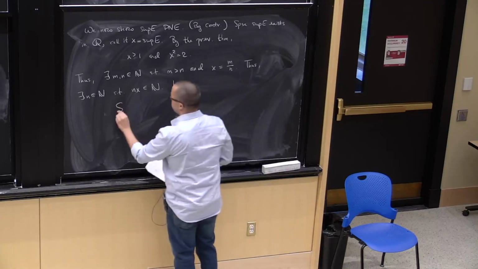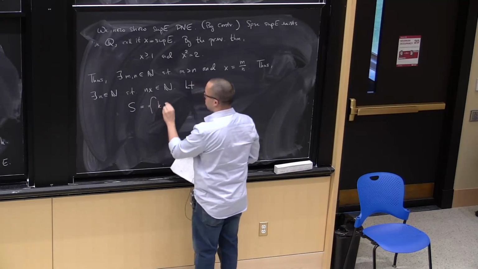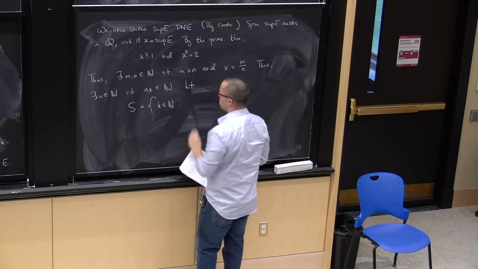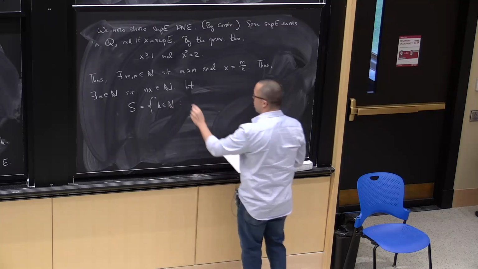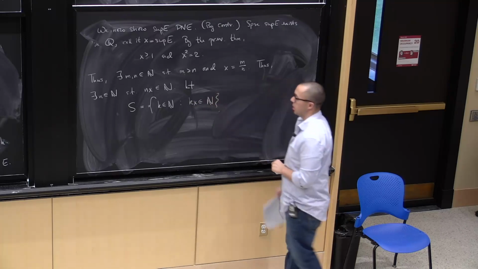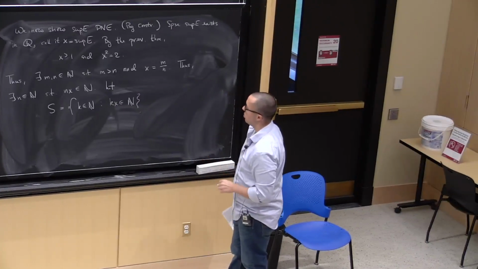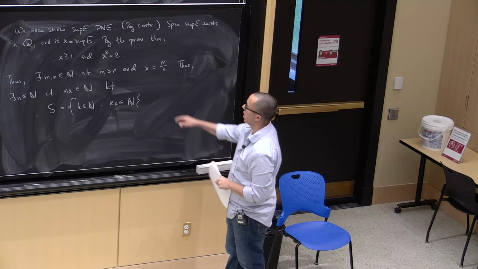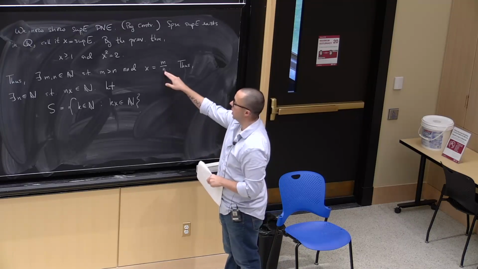So let S be the set of natural numbers K so that when I multiply X by K, I get a natural number. And so what we've shown, just based on our assumption, is that S is non-empty, right? Because N is in S.